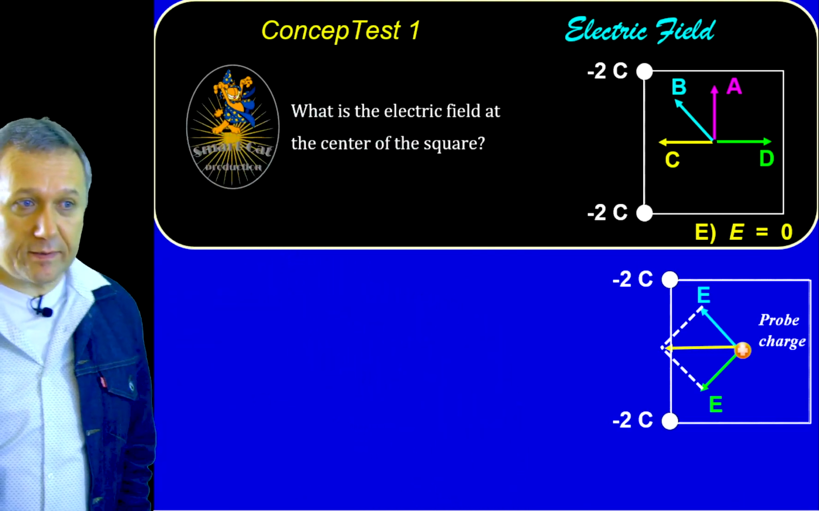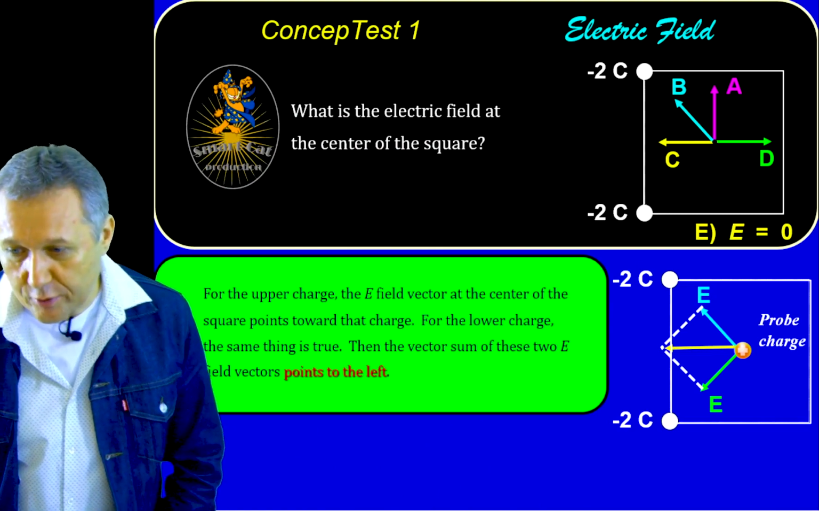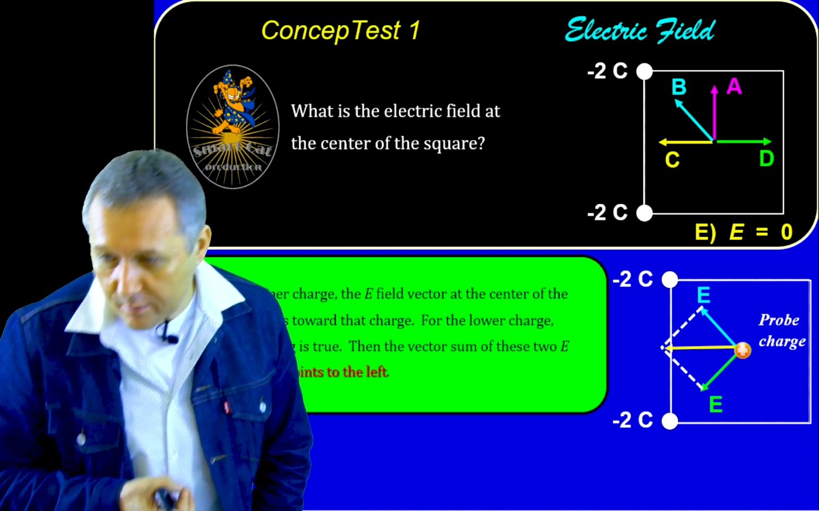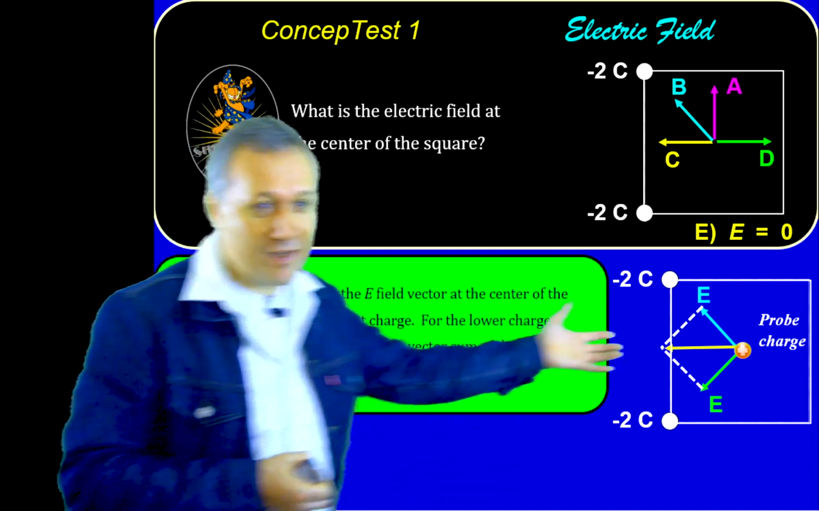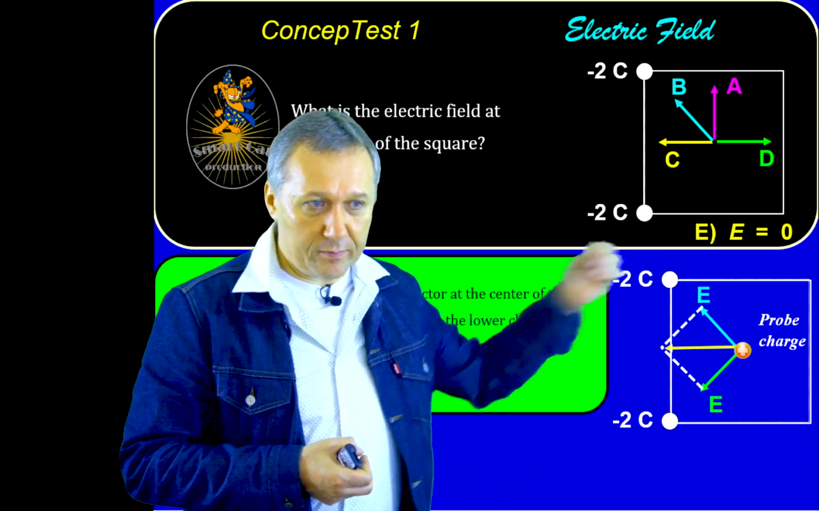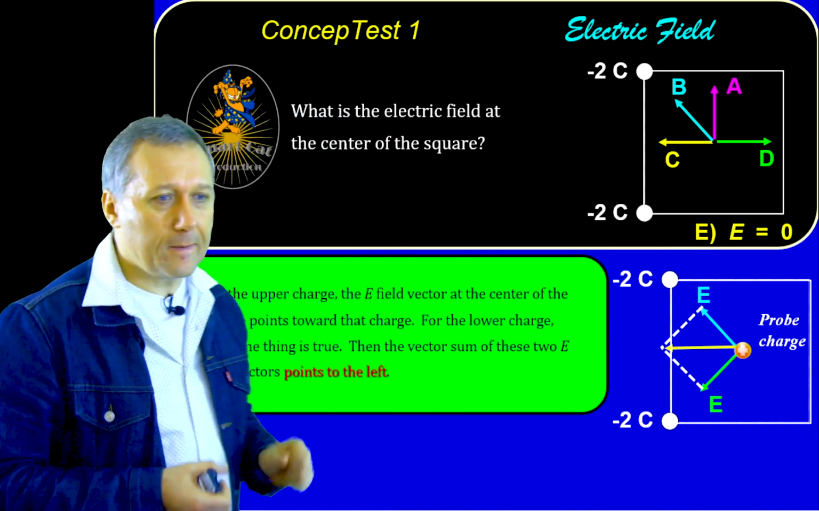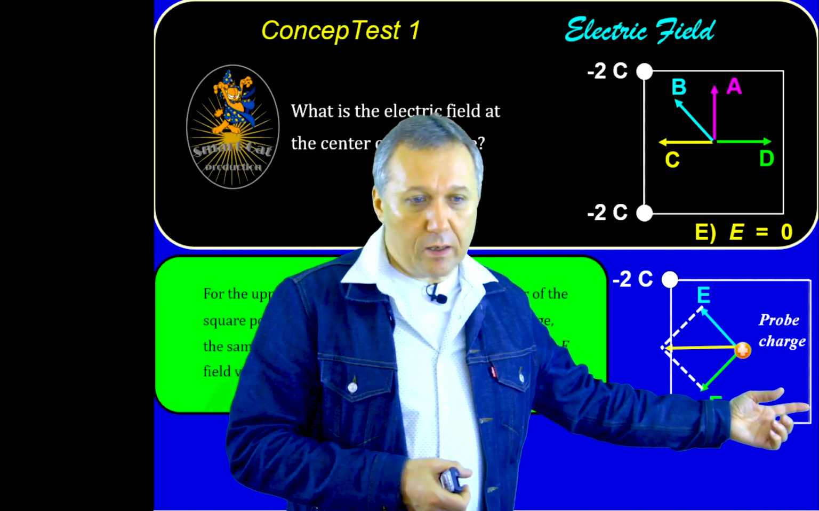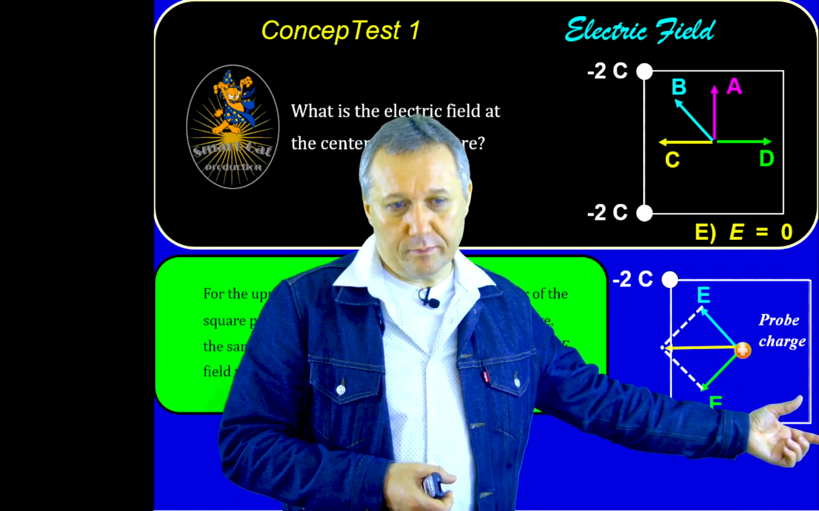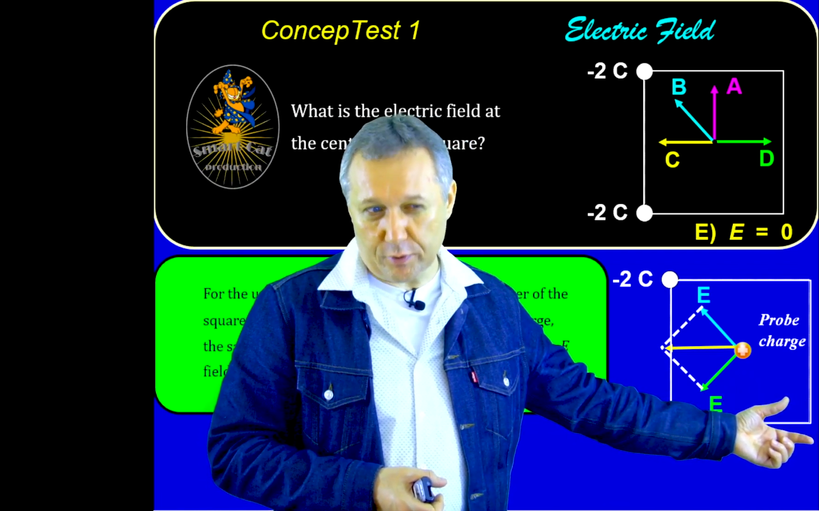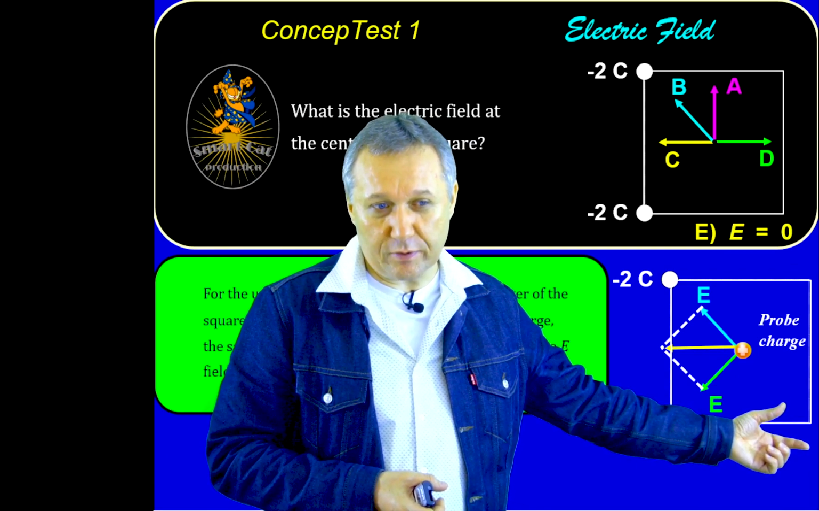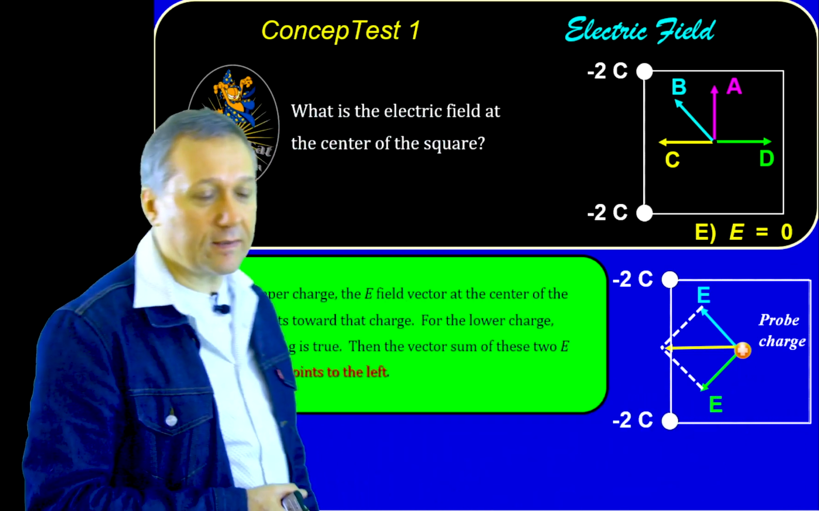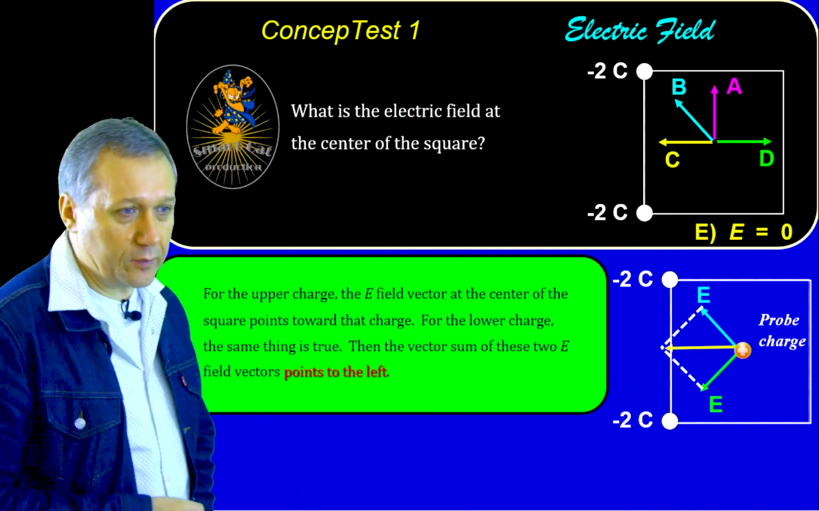So as a result, the answer is C. I was surprised when I saw that it's the first time I see the second place was taken by option E, electric field equals 0. No. Electric field would be 0 if, for example, at this corner of the square you had a positive charge. Exactly the same positive charge, plus 2 coulombs, right? In that case, at that point, the electric field will be 0.